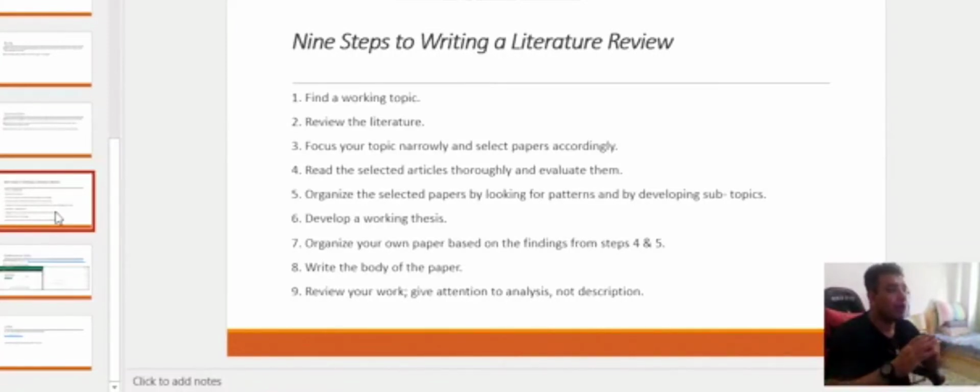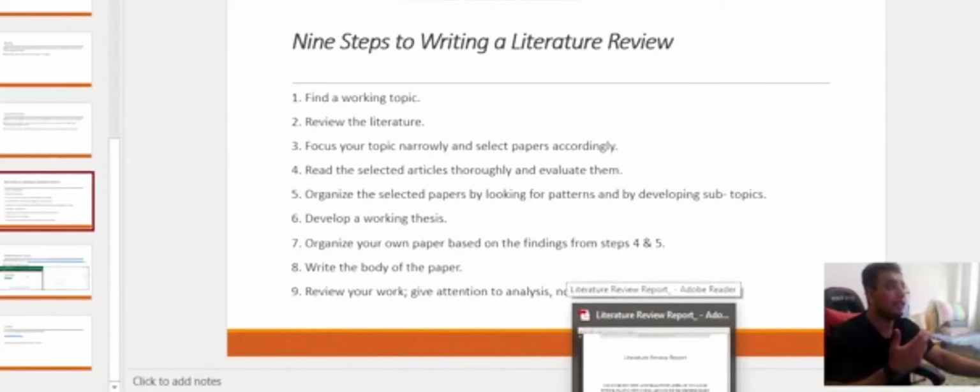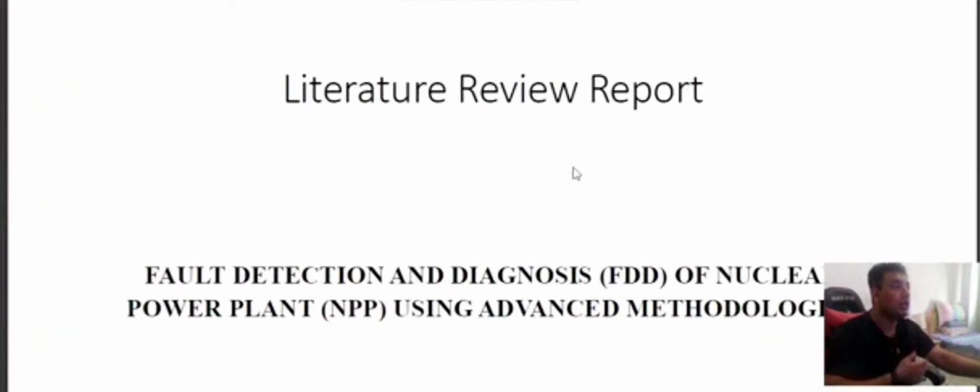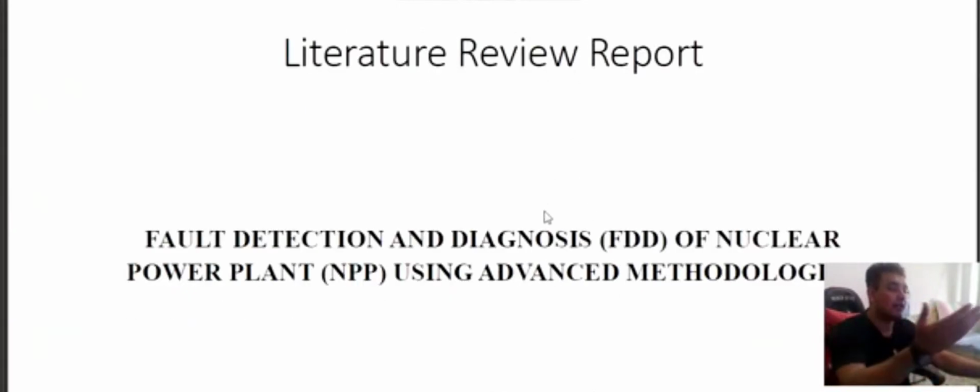I will also show you my own literature review, and then you can review it and see what type of document it will be. First is the title. The title I selected is not so narrowed down; I selected this topic because I want to read about it. I selected the topic of fault detection and diagnosis of nuclear power plants using advanced methodologies. So this is the title.